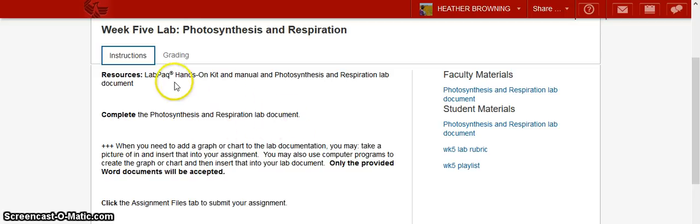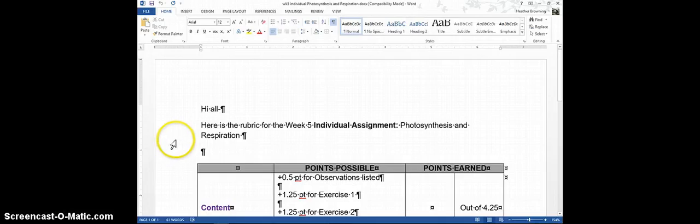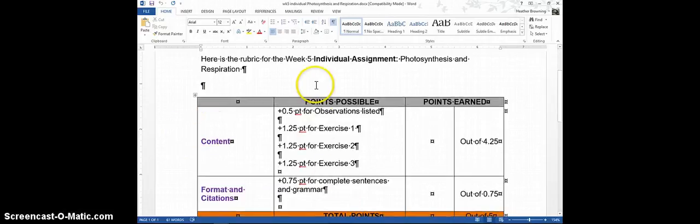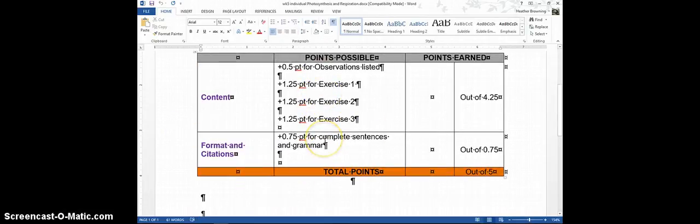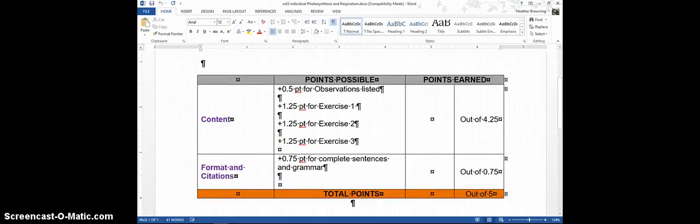And as always, read the manual, complete the lab, make sure everything's in the lab. You'll see the formatted document and the lab rubric, and then you're watching hopefully the playlist. So let me go to that rubric first. Okay, here's the rubric. So we got 3 exercise observations and then grammar and everything. So make sure you have complete sentences and all that. Let's go ahead and go over to our lab now that we know what to expect.